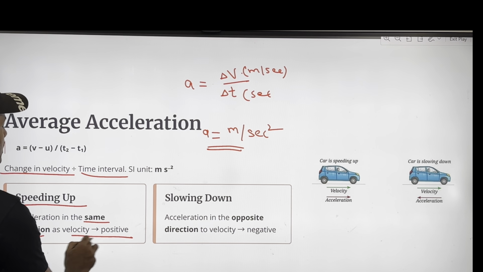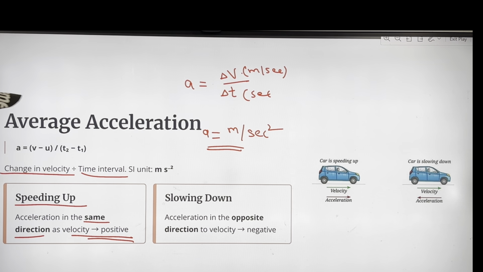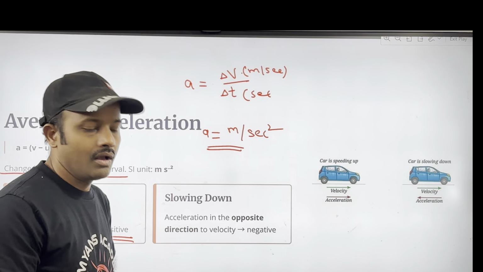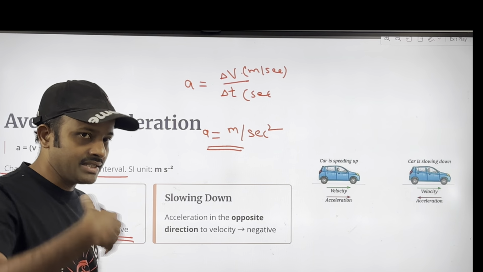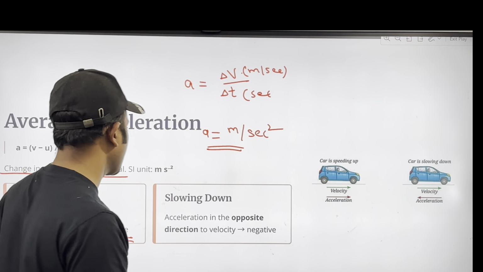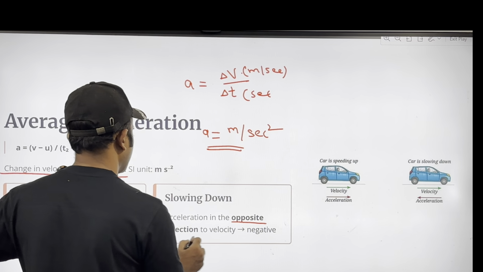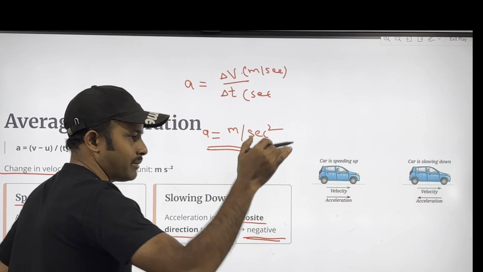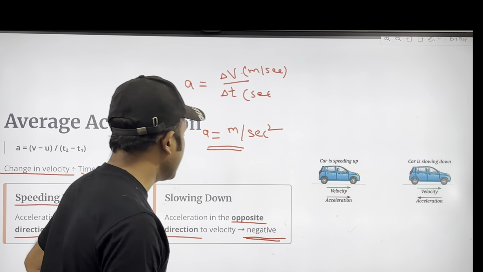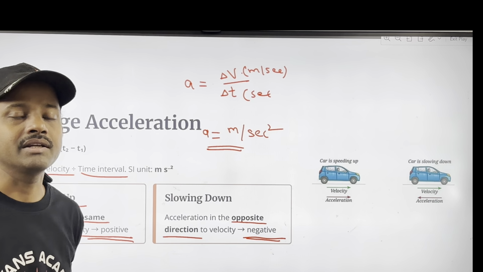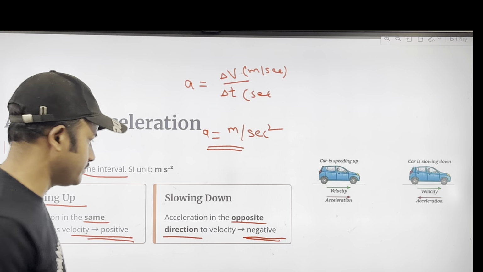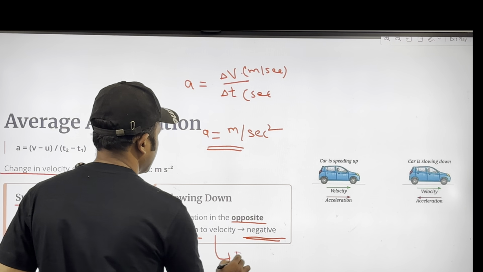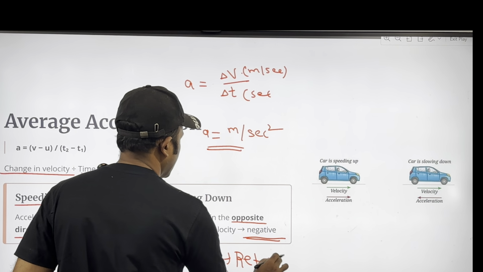So velocity you consider positive here, as your car is accelerating. Suppose your speed is decreasing with respect to time, in the opposite direction. Decreasing means you have to consider the direction opposite to the velocity, meaning your speed is coming down. That indicates negative acceleration, and negative acceleration is also called retardation.